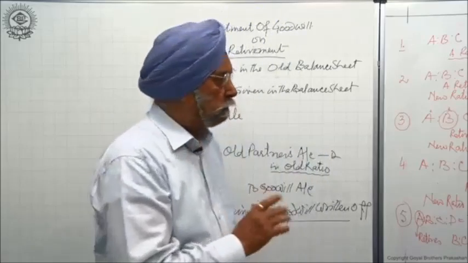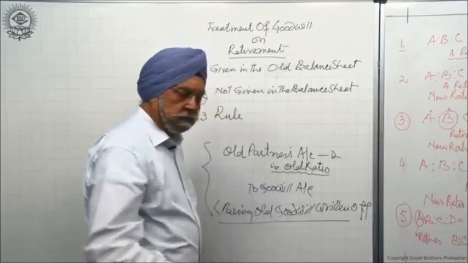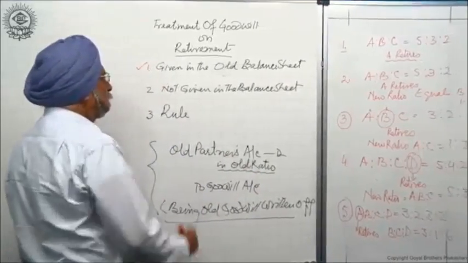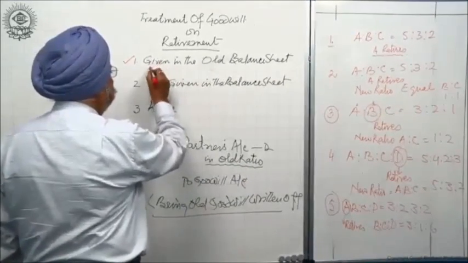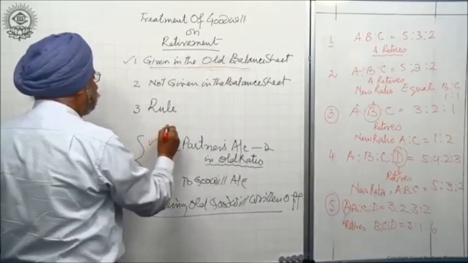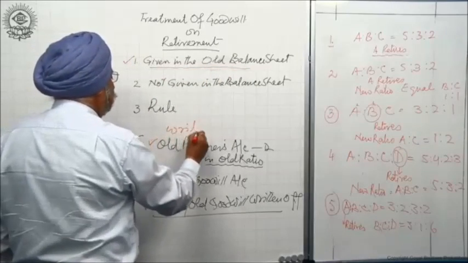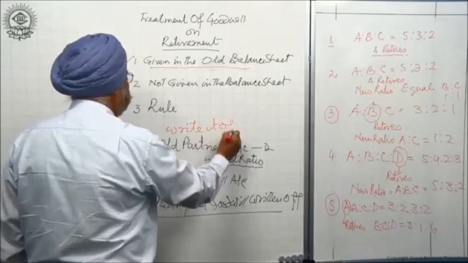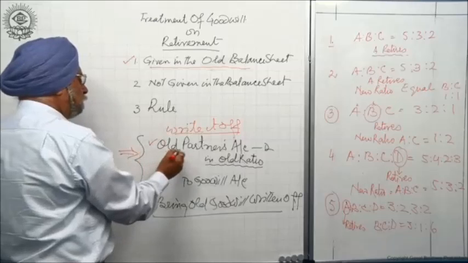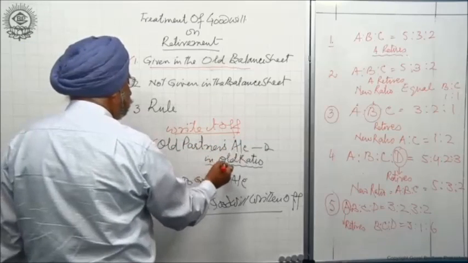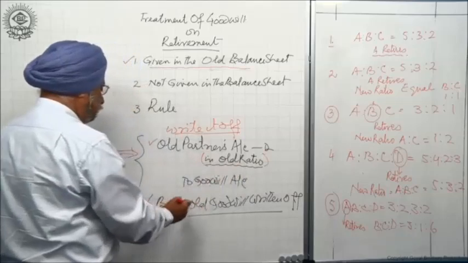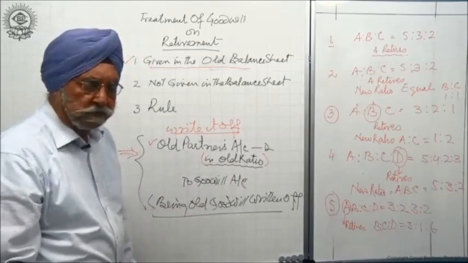So that being done, now the next thing is, the balance sheet has got the old goodwill in it. What is to be done? Write it off. The rule is write it off. And this is how it will be written off: old partners accounts debit in old ratio to goodwill account, being old goodwill written off.